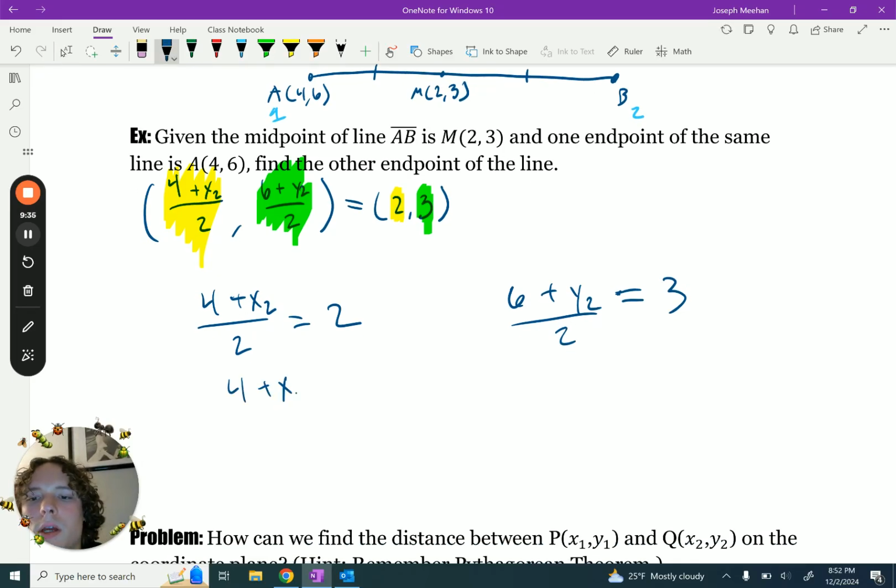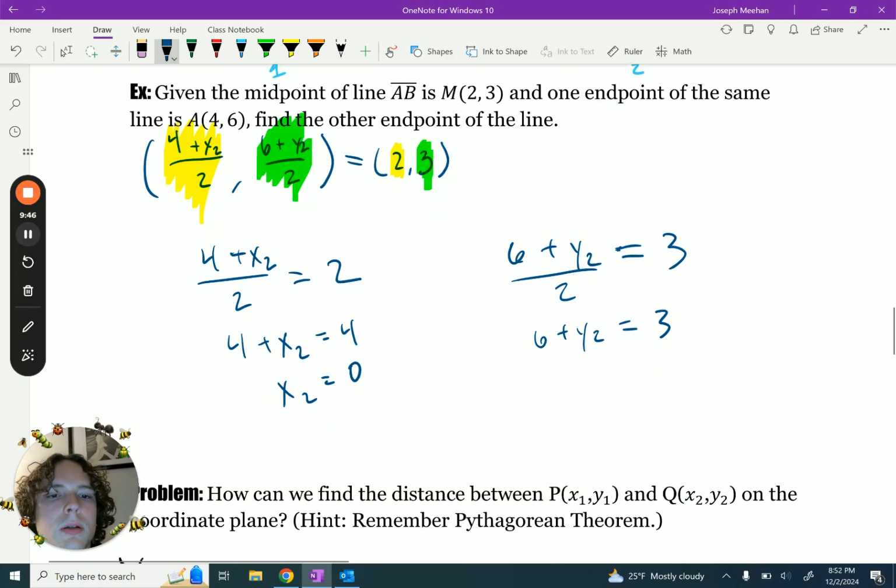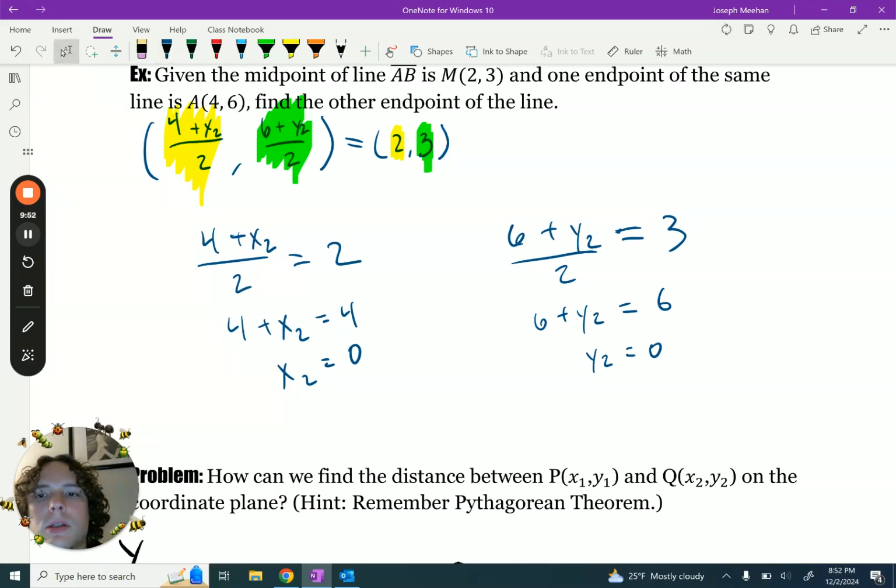We can say 4 plus x2 equals 4, x2 equals 0, and then 6 plus y2 equals 3. Nope, it does not. 6 plus y2 equals 6, y2 equals 0. So what it's telling us is that point B is going to be (0, 0). The x2 is 0, the y2 is 0. So that's our endpoint, point B.